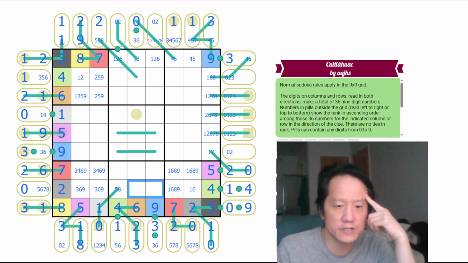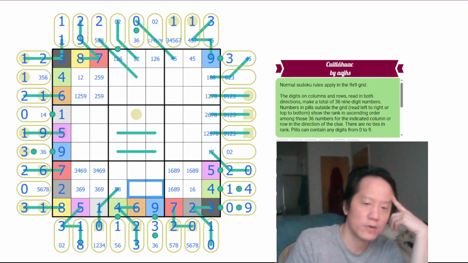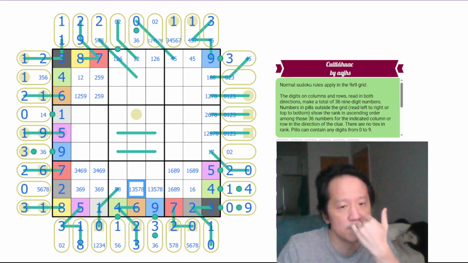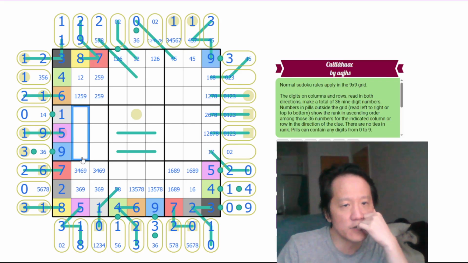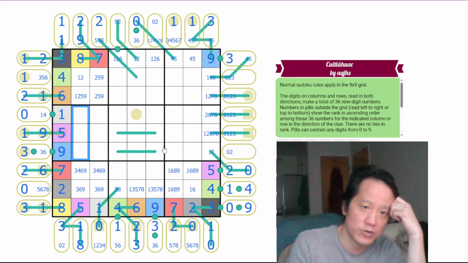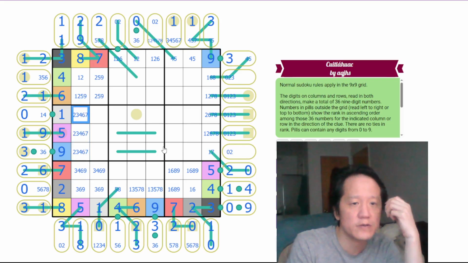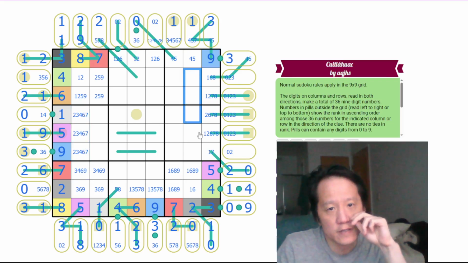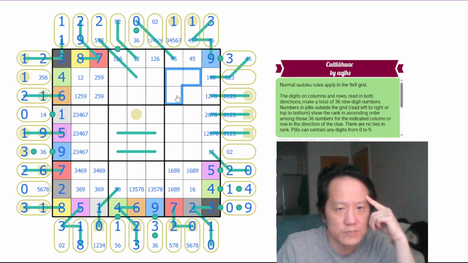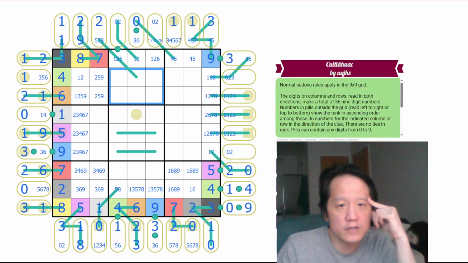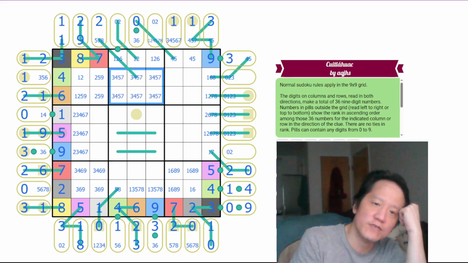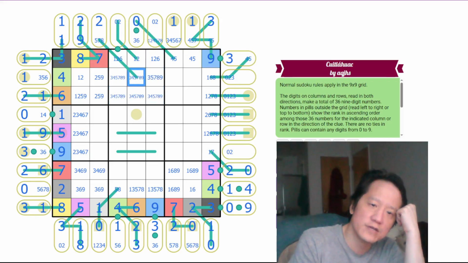What are the remaining digits here? Could be 1, 3, no 2, no 4, 5, no 6, 7, 8. So those are the possibilities. What about here? Cannot be 1, could be 2, 3, 4, no 5, 6, 7. Okay. And then these, unfortunately, well, these can be 3, 4, 5, 7, 8, 9, but 4 obviously cannot be any of these.